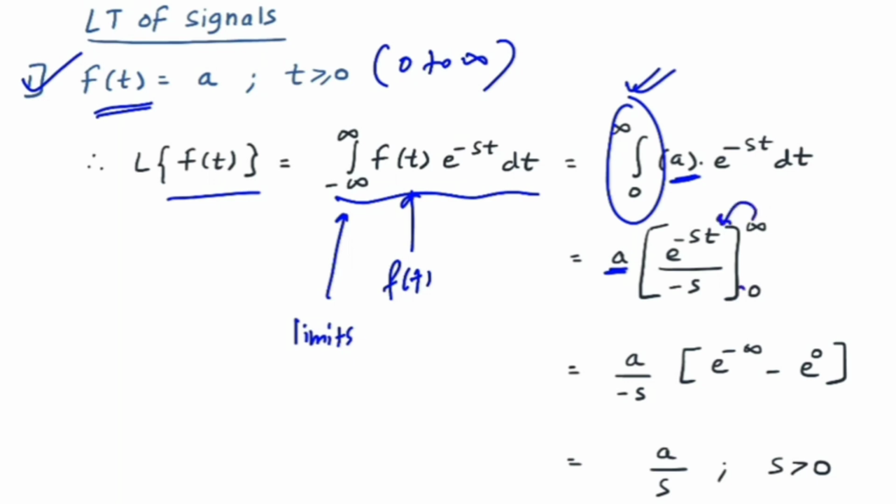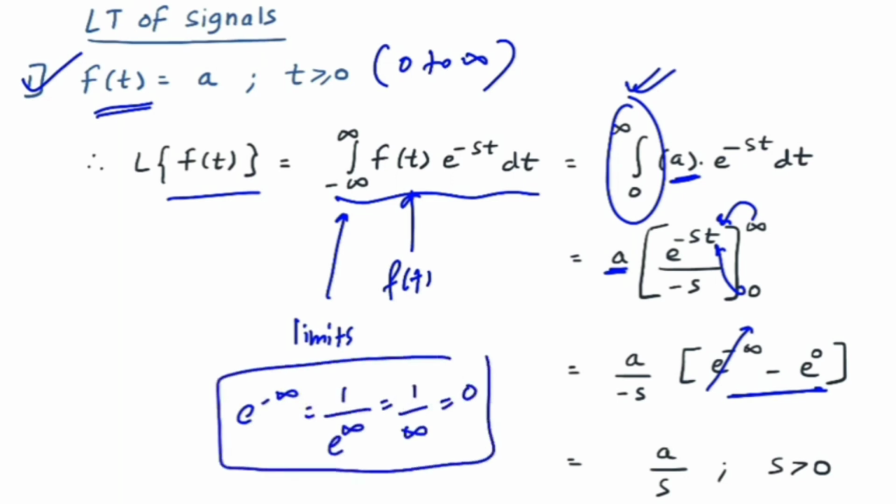Do the upper limit minus lower limit, because it is a definite integral. There is some calculation: e raised to minus infinity is nothing but 1 upon e raised to infinity, which is 1 upon infinity, which is 0. So this is the part: e raised to minus infinity is equal to 0. Substitute that. E raised to 0 is 1, and if you do the calculation, it would be a upon s, where s is greater than 0.